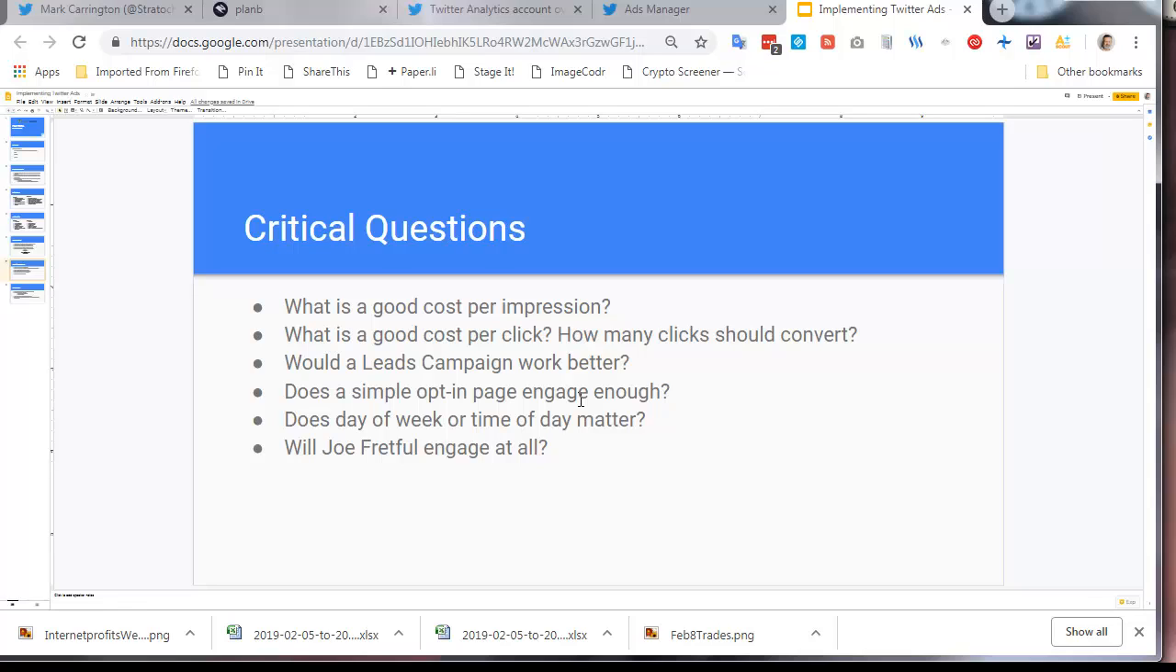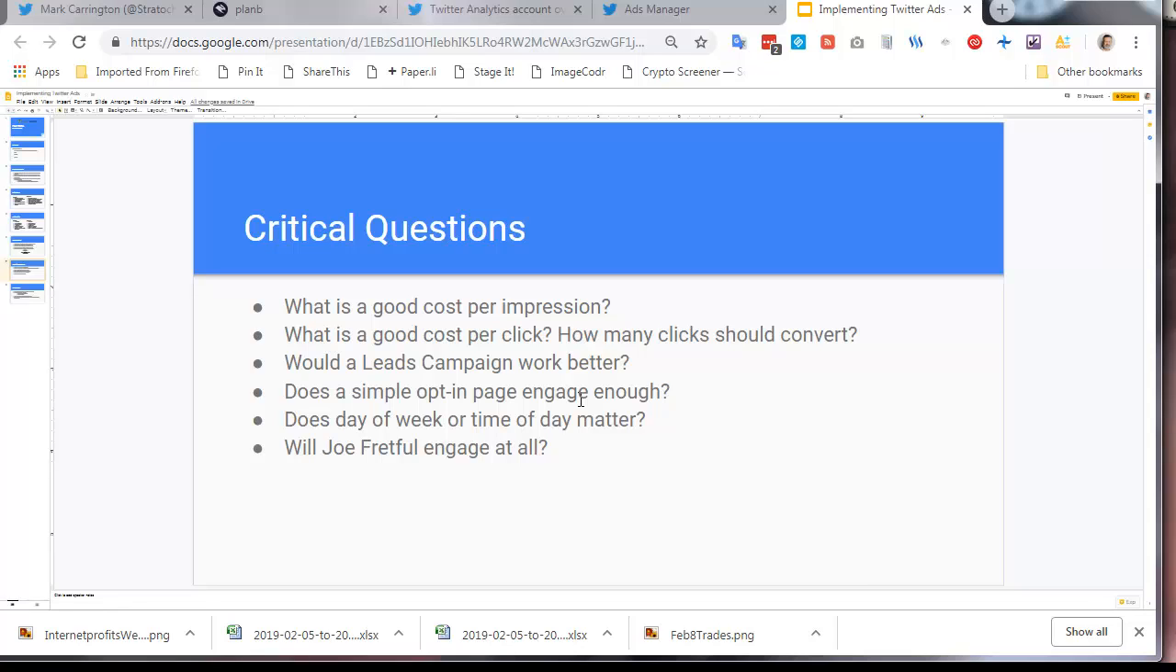There are two ways to do Twitter ads in this category. One is to do a website conversion or website clicks, which is the one that I ran. The alternative is to do a leads campaign, where you basically put your opt-in box into your creative, and Twitter pre-populates the email addresses and then passes them on to you. So would a leads campaign work better? And that's easy enough to test.